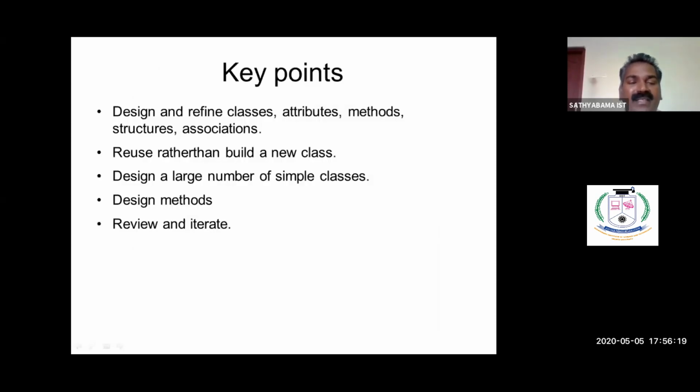The key point of today's lecture is that we have to design and refine classes, attributes, methods, and structure associations. We have to reuse the classes rather than design a new class. If required, we can reuse; if required, we can design a new class. Then design the class with a symbol and purpose. Then design the methods, review and iterate. So it is an iterative process starting from designing classes to testing.